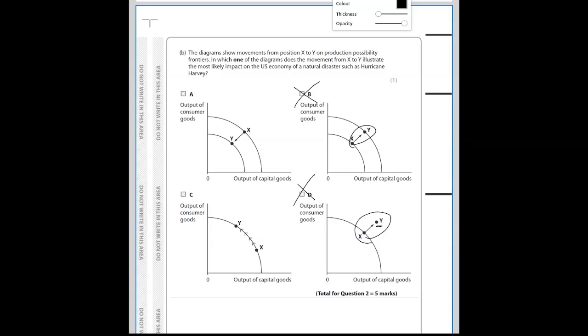So I'm then turning my attention to A and C. A looks promising, right? Because it shows a reduction in economic output. We're moving from X to Y. That makes sense given a natural disaster. So I'm considering A. C shows basically a different choice between consumer goods and capital goods. My issue with this is there's not really anything in the information they're providing us that indicates why you would shift your production to consumer goods from capital goods. So I'm going to also ignore C, and I'm going to say A is the correct answer.